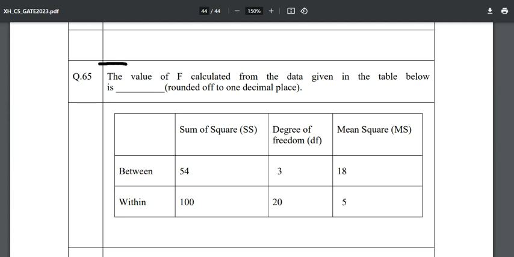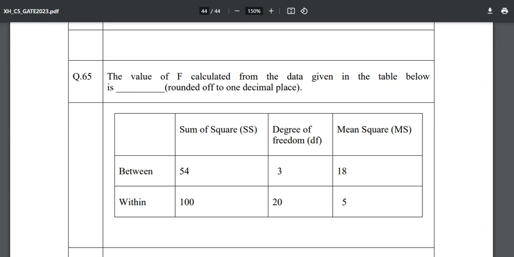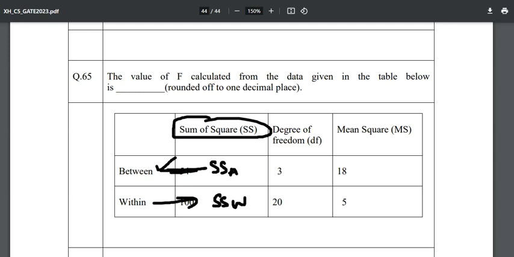The question is asking for the value of F calculated from the data given below. We have been given the table, just as we made the table now, in the table below, rounded off to one decimal place. We don't worry about this because we know how to do it. Between, this is sum of squares. This is SSA, and this is SSW. Between, among, same thing. This is within.